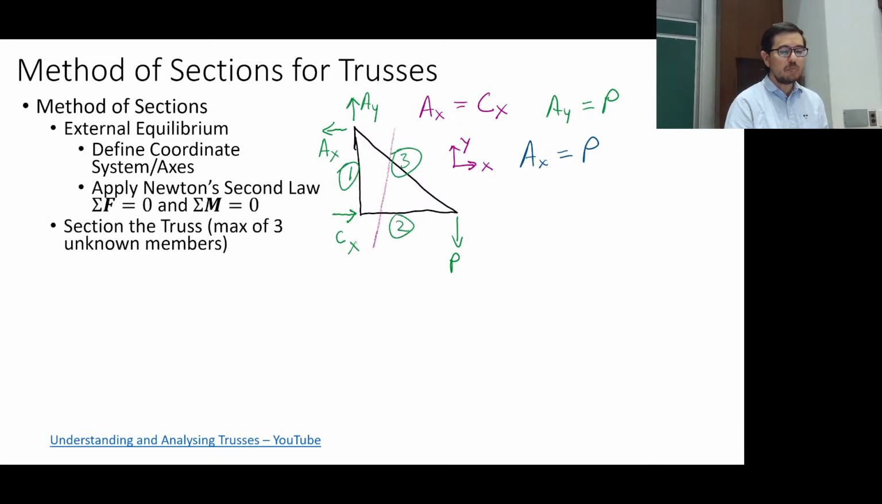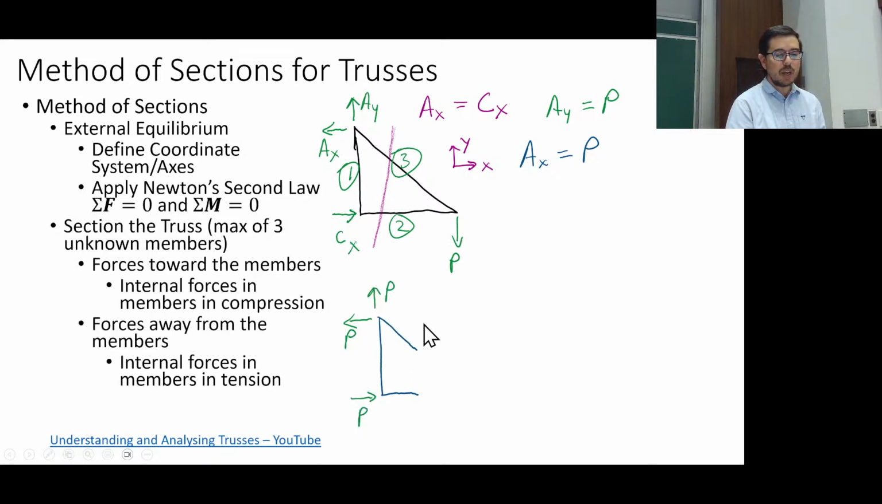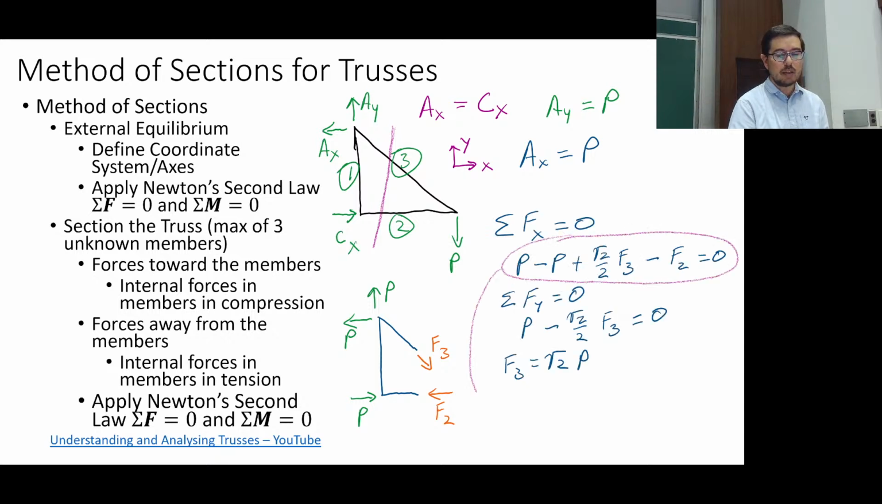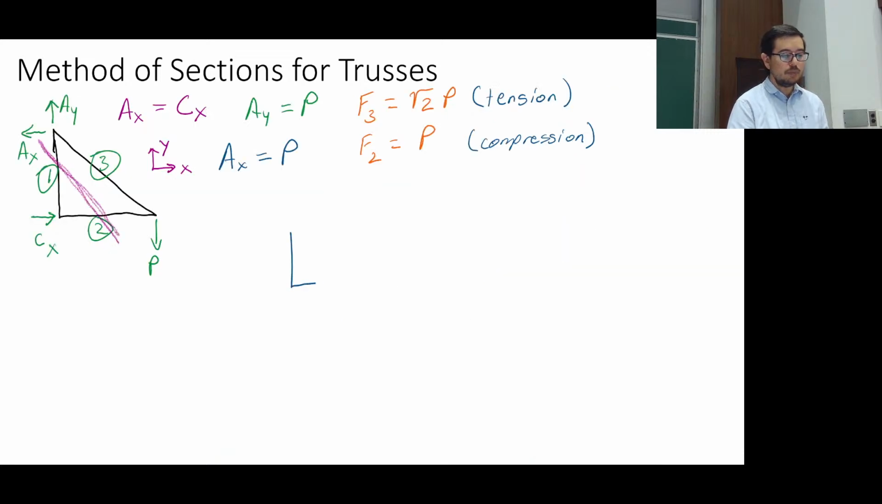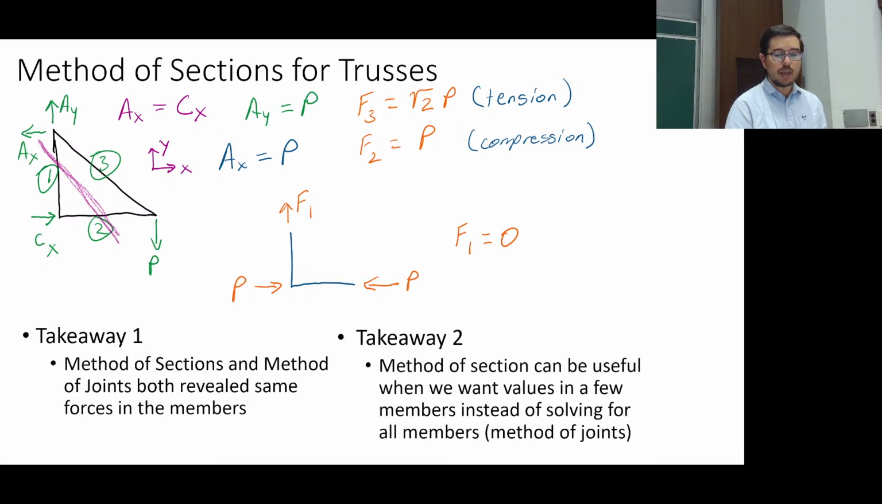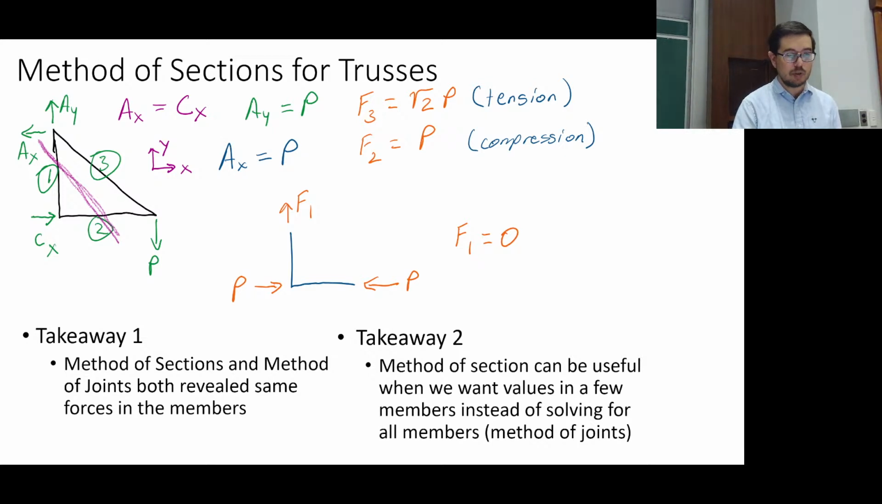Method of sections is nice because you take a slice and you can quickly evaluate what the internal forces might be in certain members. You see this, you're not going to be able to figure out what's in this member, but you can figure out what's in those members. And it's usually less math to figure this out. Method of sections can be useful when we want values in a few members instead of solving for all members, which is what the method of joints is.